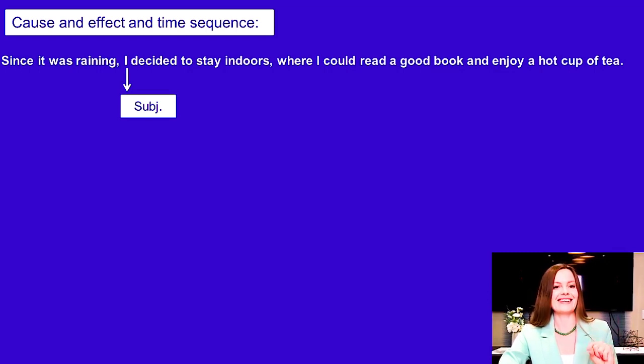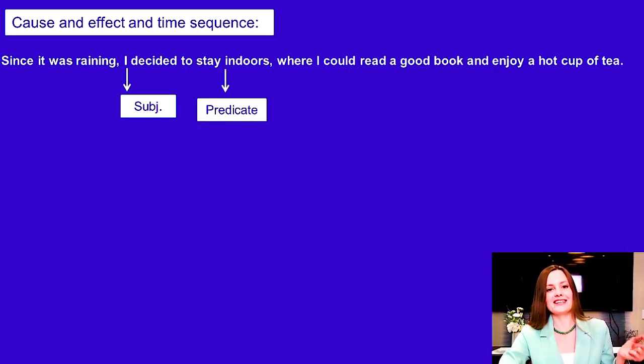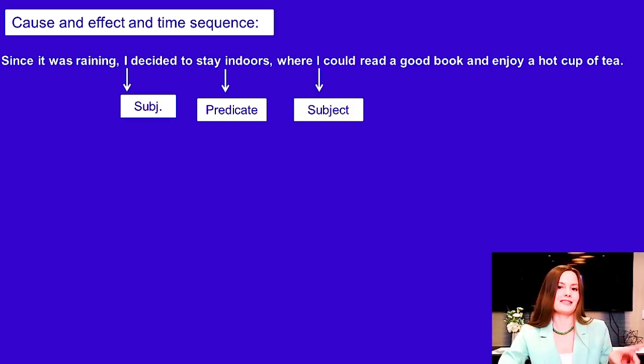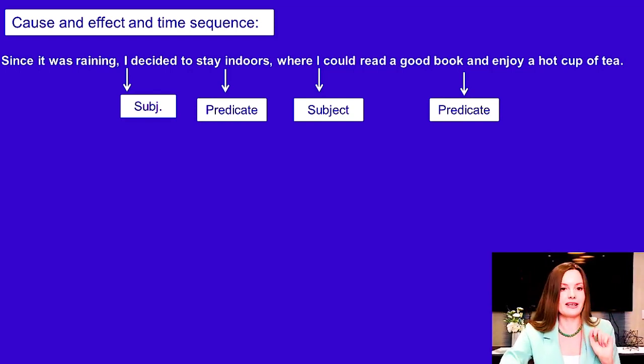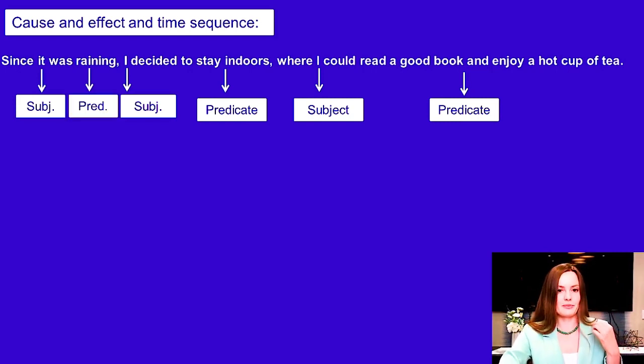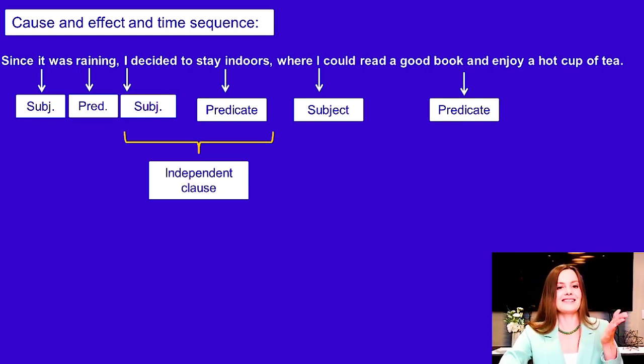Okay, so I is the subject, decided to stay indoors is the predicate, right? I, again, is the subject, could read a good book and enjoy a hot cup of tea, it's a predicate. So read, enjoy, two verbs together combined in one predicate. It is the subject, was raining is the predicate. So what do you think? What is an independent clause in this sentence? Of course, I decided to stay indoors is an independent clause.